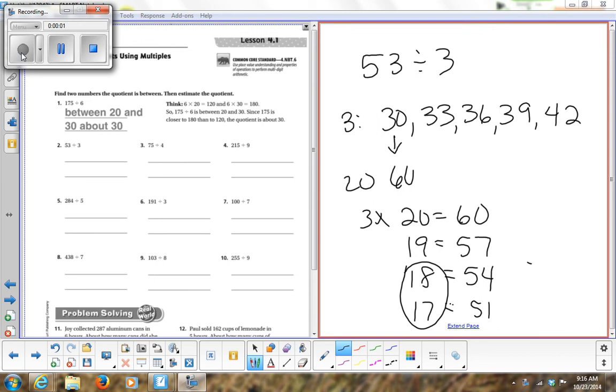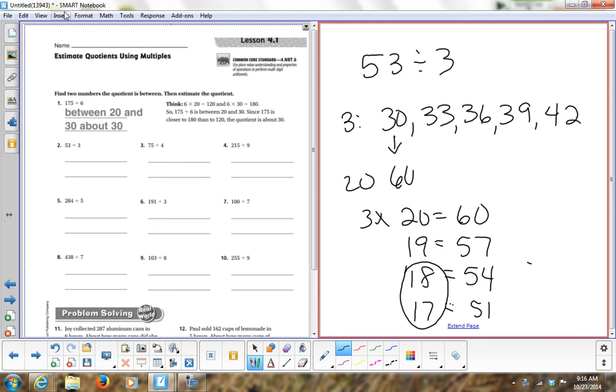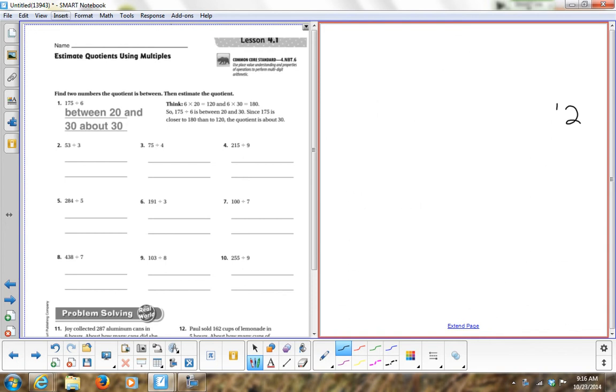Tonight. Okay. All right, so let's try another one. We have 75 divided by 4. Okay, I need multiples of which number? Multiples of 4. But do I want to start off at 1?